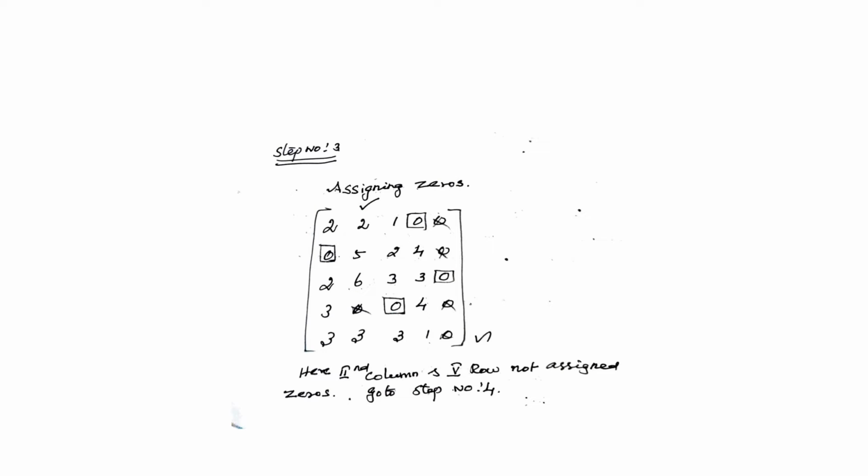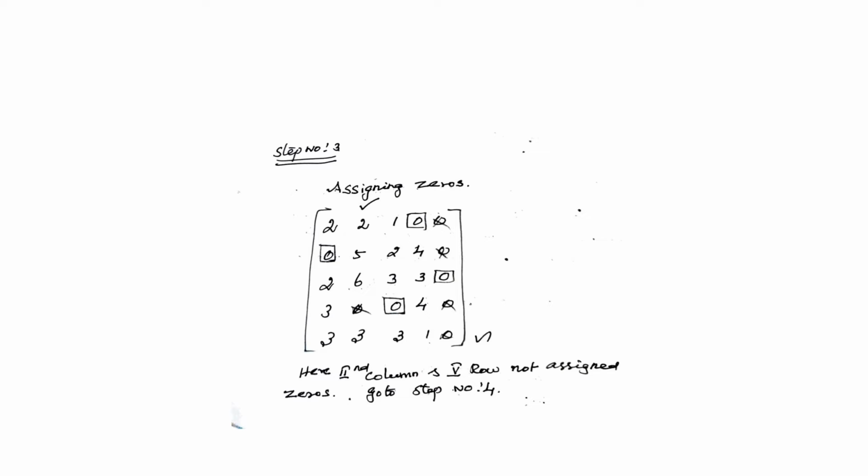Step number 3, assigning zeros. Assigning zeros, the procedure is, first of all we have to make an assignment, or we have to make a priority, in which row or which column is having a single zero.